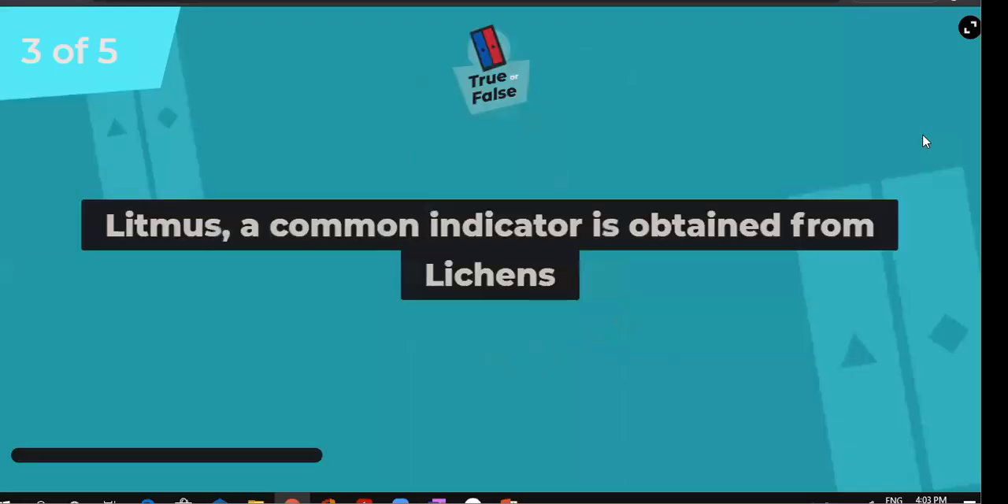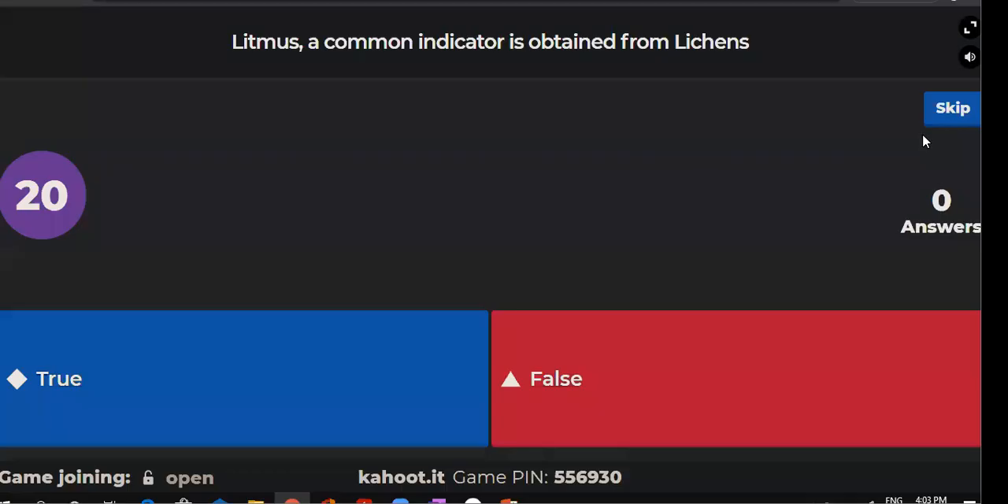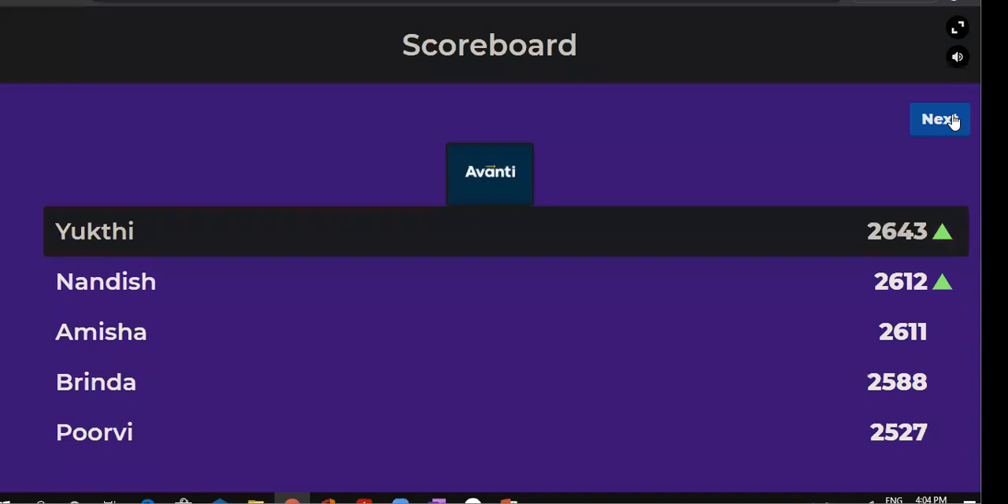Litmus, a common indicator, is obtained from lichens. True or false? Fast, fast. Wow, I got 20 answers soon. Awesome. True, yes. Let's see the scoreboard. Wow, Yukti, first position. Wow, what's happening? Girls power. All except Nandish, all the four are girls.